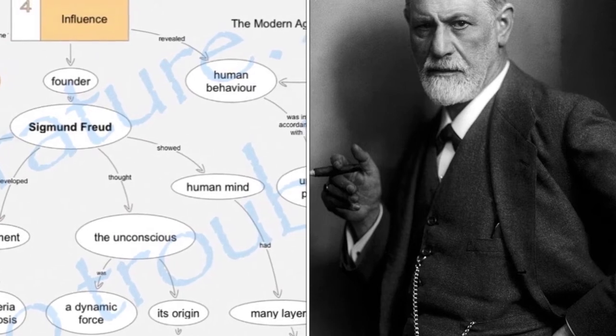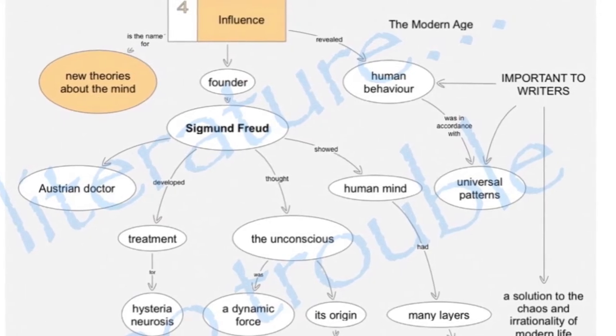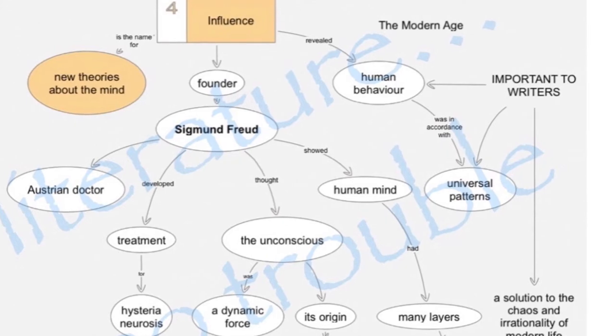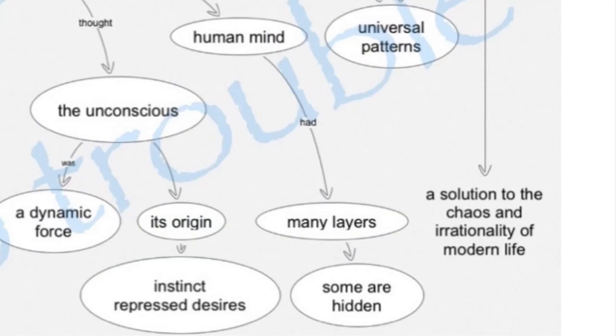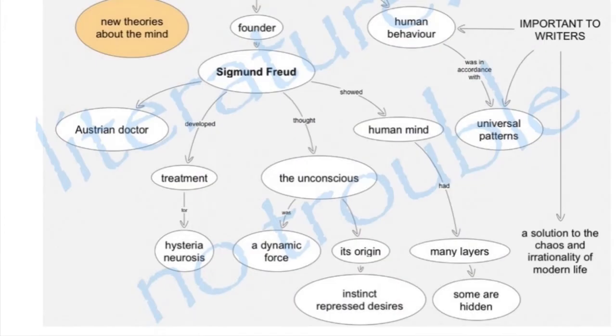The founder of psychoanalysis, Sigmund Freud, performed investigations into the workings of the human mind. Artists were particularly fascinated by the concept of the unconscious. Freud saw the unconscious as a dynamic force consisting of instincts and repressed desires. He also demonstrated how the human mind is made up of multiple layers, some of which are hidden. He developed theories that demonstrated how human behavior, whether conscious or unconscious, follows universal models and patterns. This concept was crucial for writers because it provided them with something to hold on to during an otherwise chaotic and irrational period.